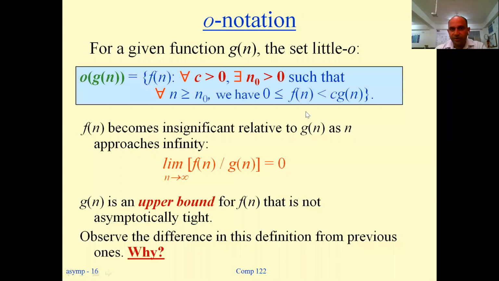Good morning. In this video, I'm going to explain small o notation and small omega notation. Let's have a look at small o notation, which is also called the strictly upper bound. Why is it called strictly upper bound?